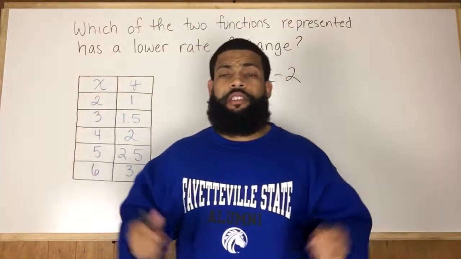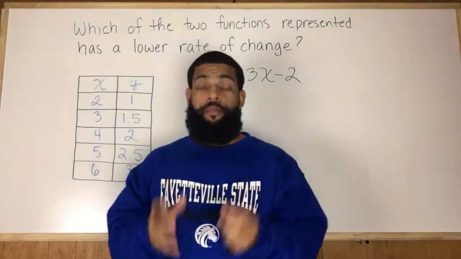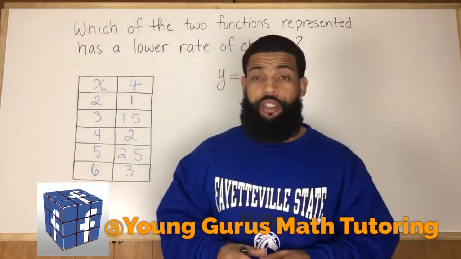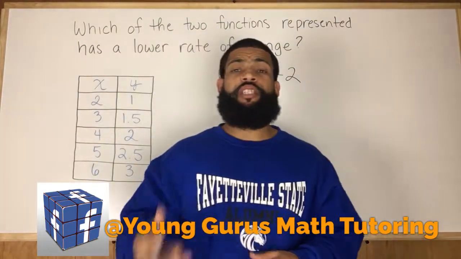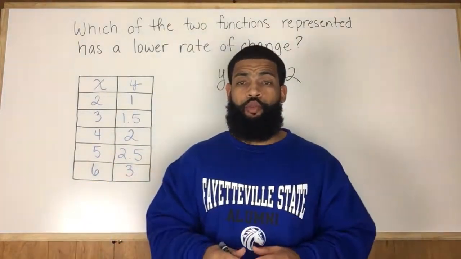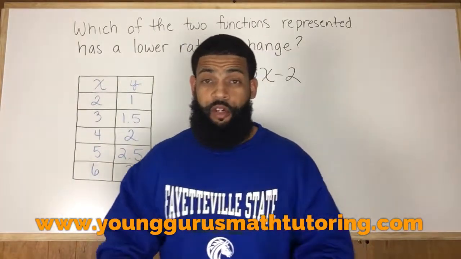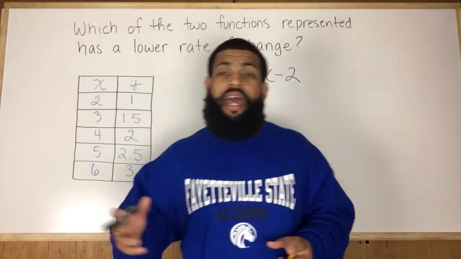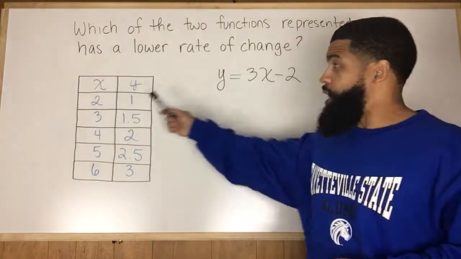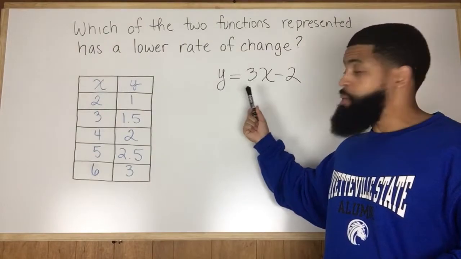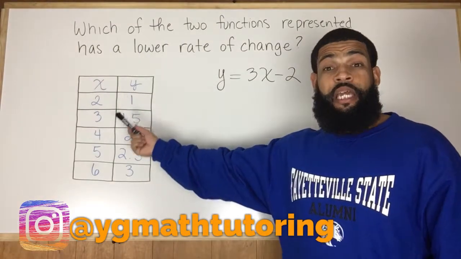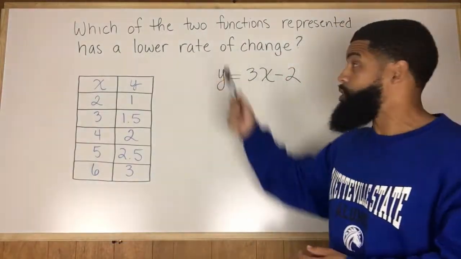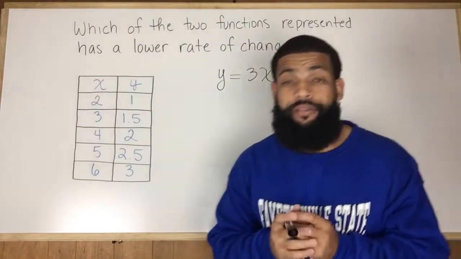We're continuing our series on the Common Core standards, and we're talking about the functions domain. In this particular video, I'm going to explain one of the standards that requires students to be able to compare the properties of two different functions that are given in two different forms. What we have here are two functions: a function in equation form and a function in a table of values. We're going to compare the properties. Specifically, as you can see, the question says which one has a lower rate of change.